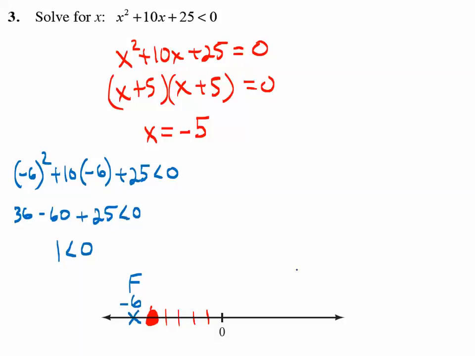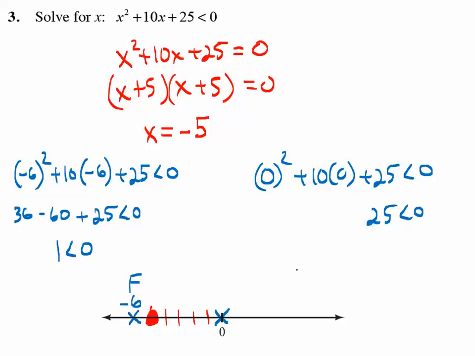Alright, moving to the other side. So the right hand side of -5 now, and the easiest one to plug in is 0, of course. So back to the original equation, 0 gets plugged in, 0 squared plus 10 times 0, still 0, plus 25 makes 25 less than 0. That is a false statement. Hey, that's weird. It's false on this side as well.